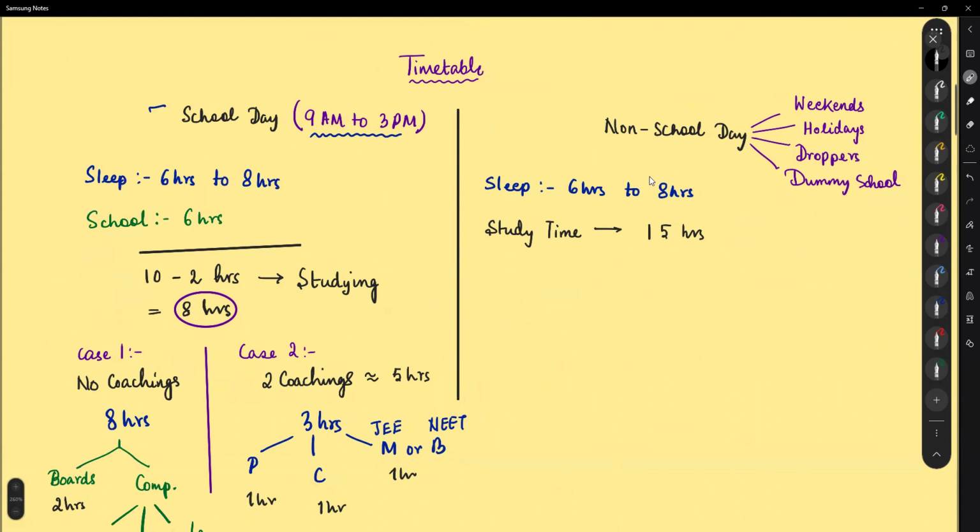Okay. Now, what about non-school day? That is for regular school goers. How will you study for the weekends, holidays, droppers, and whatever in the dummy school? Now, I'm considering that your study time is 15 hours. Okay. You have slept sufficiently, and I'm just considering a little time for your eating, your other works of the day. Here, I'm not considering any entertainment time because JEE is not for entertainment.